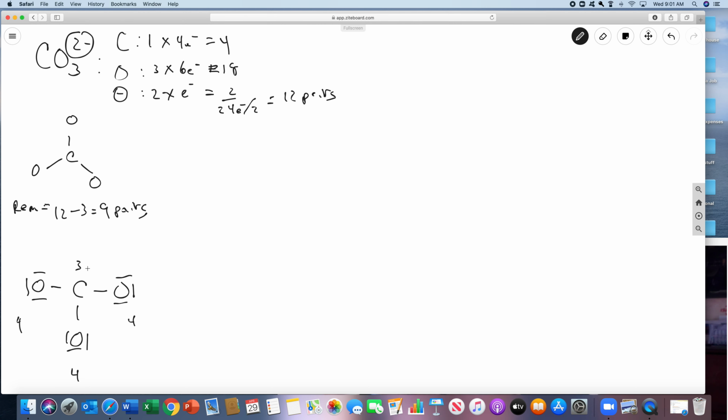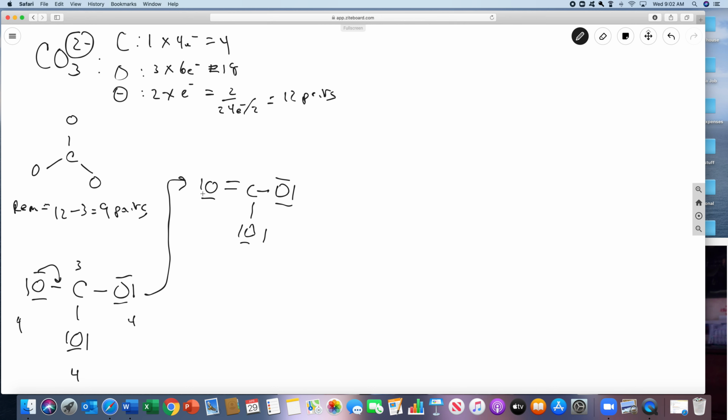There's only 3. So what do we do? We do what we've done before. Arbitrarily, we're going to take one of these, so I'm going to draw it over here. All right, and let's put the bonds in. There's now a double bond on this side. These ones we didn't change, and these ones we didn't change.